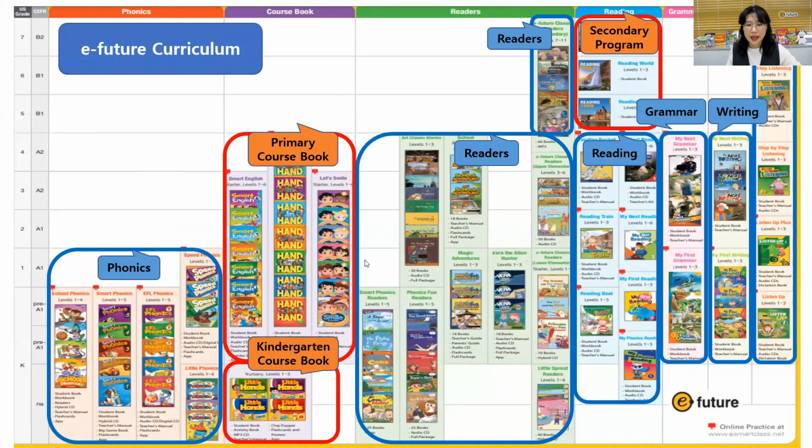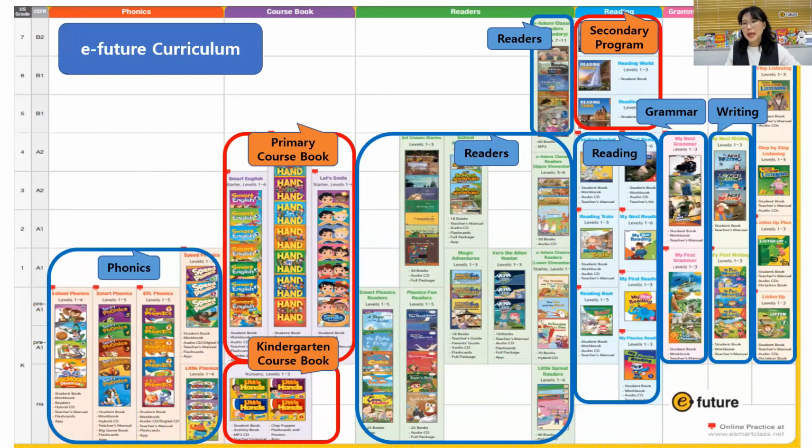Okay, and then we have readers. Okay, and this one up here is also readers, but this is for secondary level. Okay, so this one is primary level, and this one is secondary level. Okay, and we have secondary program. This is a reading-based program for secondary students.